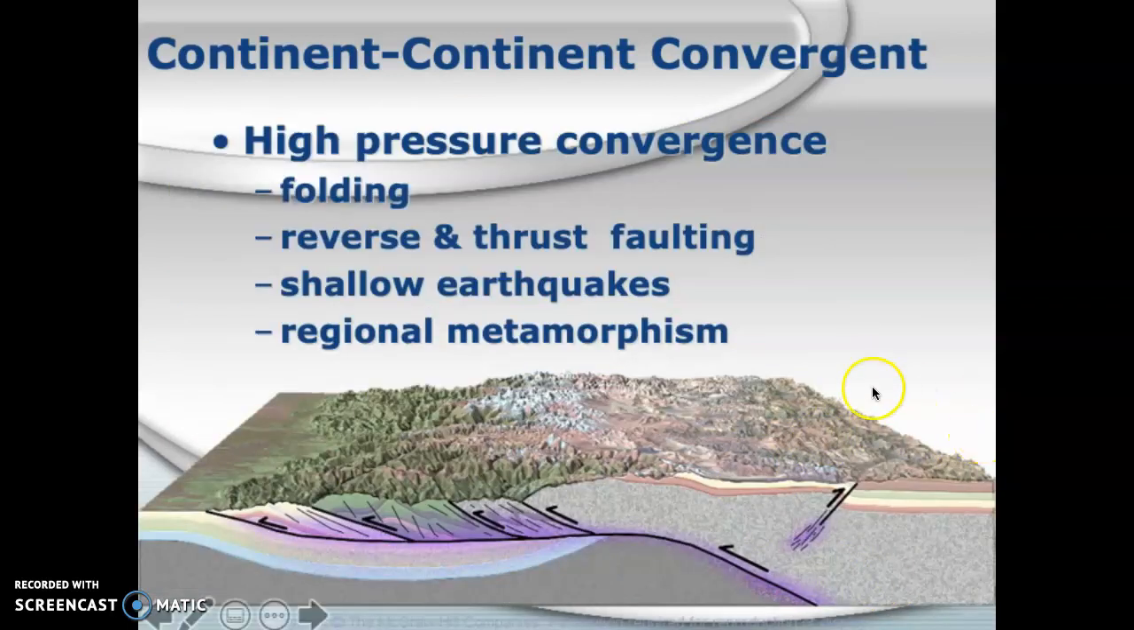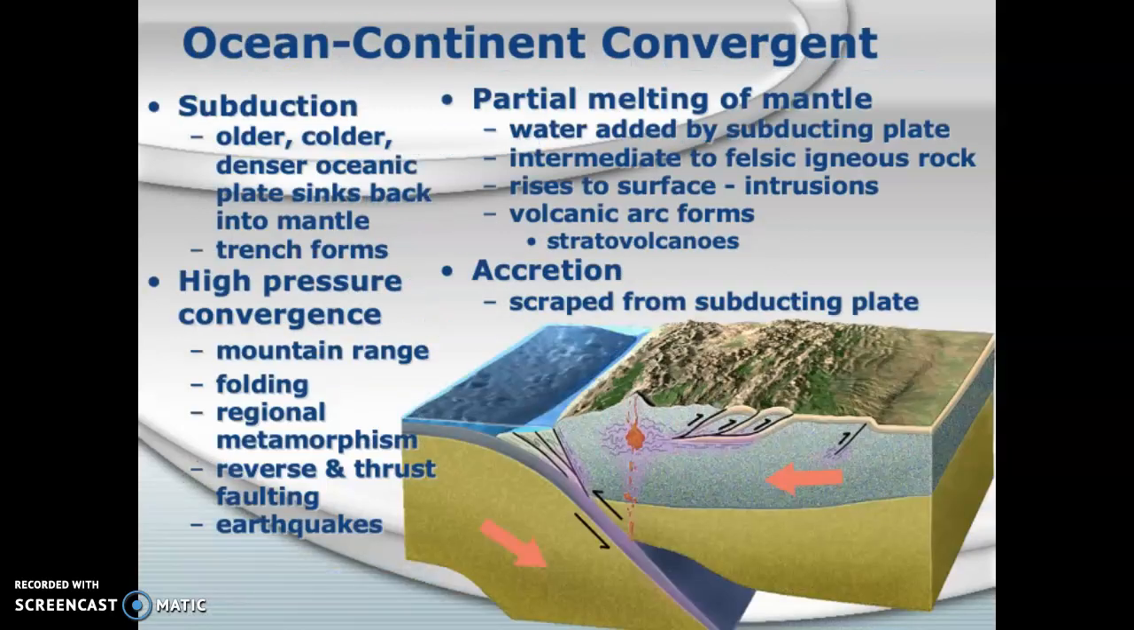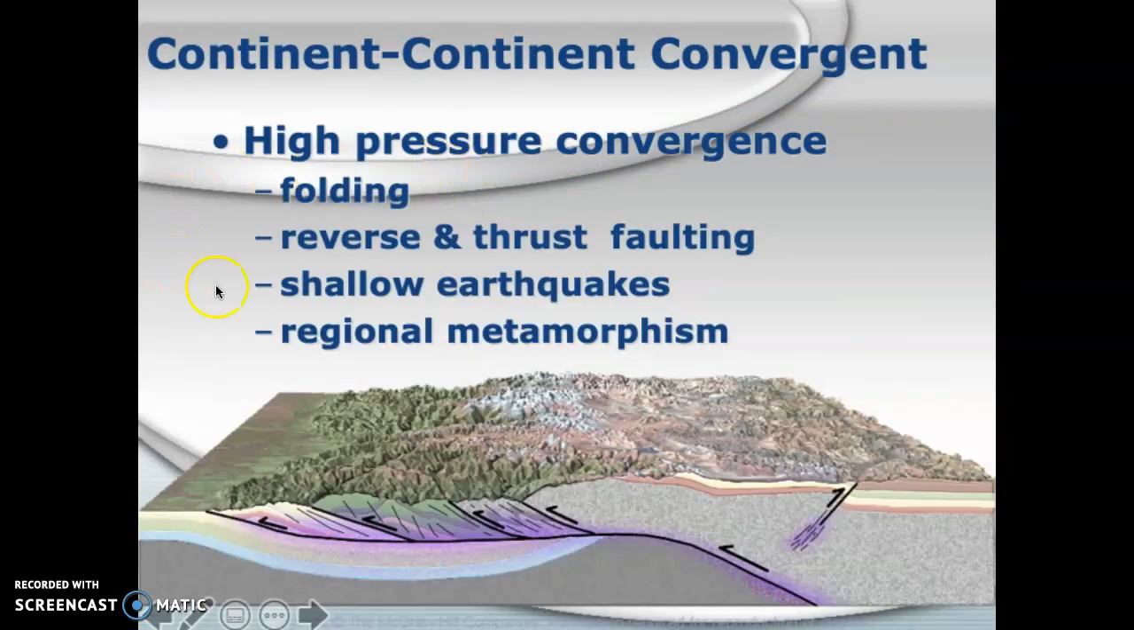Well, this is actually a little simpler to talk about. We have high pressure convergence. If we look at this, we have subduction, partial melting, accretion. When we come over here, we don't have any of that. We just have high pressure convergence. We get folding, some very intense folding. We get reverse and thrust faulting. So that's the kind of faulting associated with convergence. We get shallow earthquakes, lots and lots of shallow earthquakes. And we also get regional metamorphism, which they show here in purple.